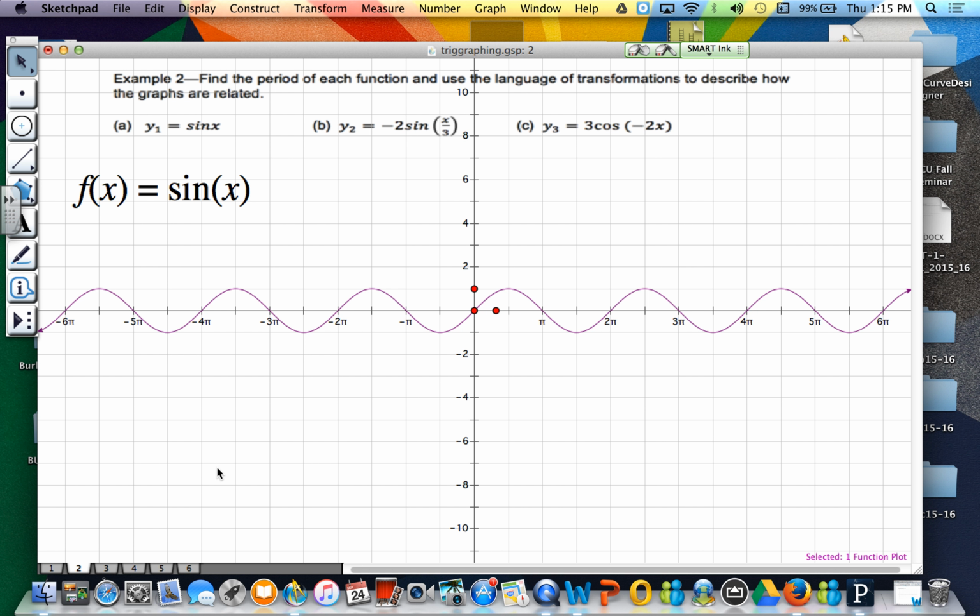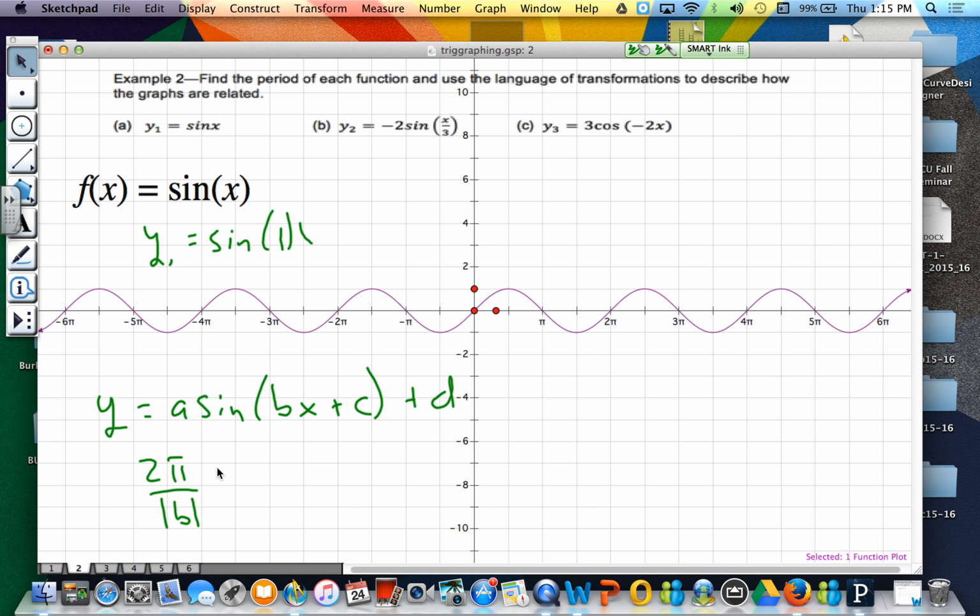Now, a lot of you love formulas, because it makes your life easier. If you have y equals a sine bx plus c plus d, the period is always just 2 pi divided by the absolute value of b. So in this example, y sub 1 is equal to sine 1x, so we take 2 pi divided by 1, and we get 2 pi. For b, y sub 2 is equal to negative 2 sine of pi thirds x. What's the period of that wretched function? We would take 2 pi divided by pi thirds. Is that 6? Yes. And if you need practice, isn't that just 2 pi times 3 divided by pi? My pi is divided out, and 2 times 3 is 6.